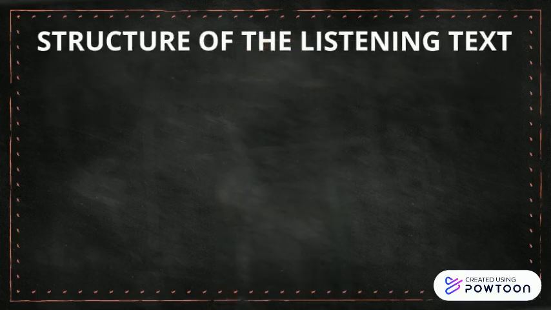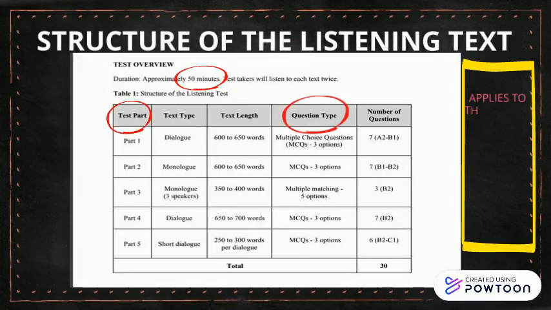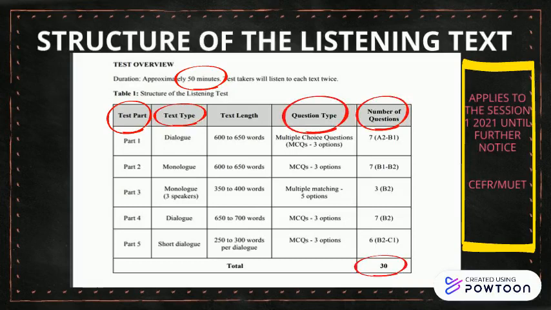A brief summary of the structure of the listening test is on the blackboard. You just need to focus on how many minutes: 50 minutes. How many parts: 5 parts. What kind of text: dialogue and monologue. What type of question: MCQ, multiple choice questions. And how many questions: 30 questions.